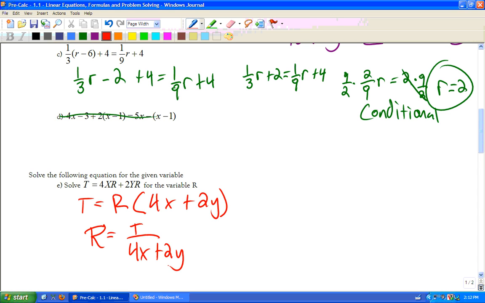We solve for the variable r. Teachers may want to have you say something like solve for x and y so your denominator is not equal to 0, but in this case we're just asking for the given variable and solving for r.